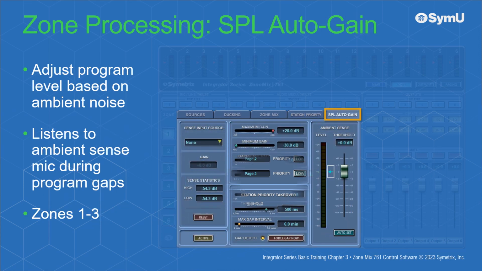The SPL auto gain on zones 1 through 3 only adjusts program material level based on the ambient noise level. As the ambient noise level increases, the program level is turned up as well. This module only listens to the ambient sense microphone during program material gaps, for example, when the program level is below a certain threshold. This prevents the module from hearing its own output and avoids runaway feedback problems.